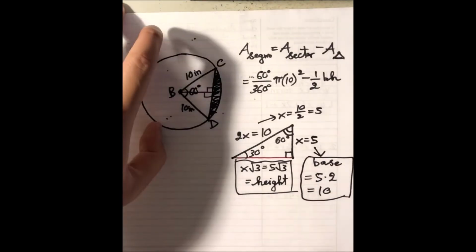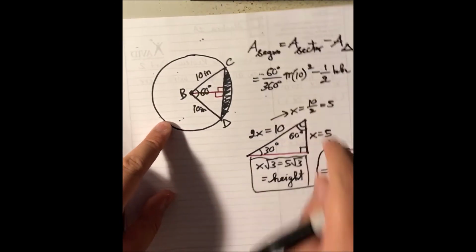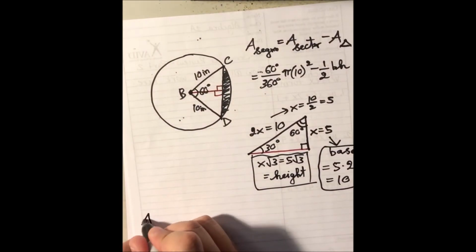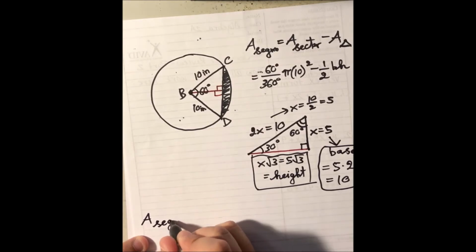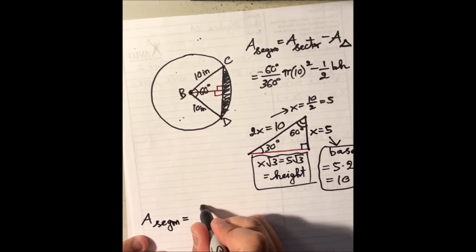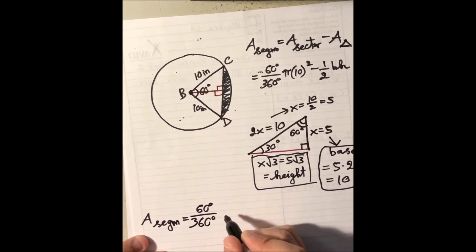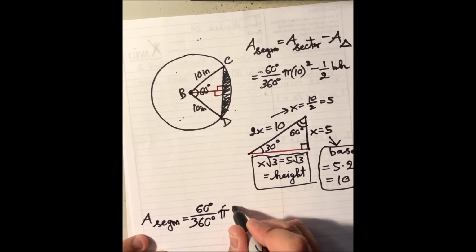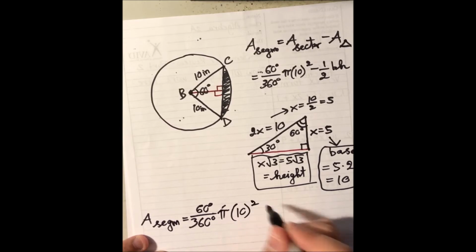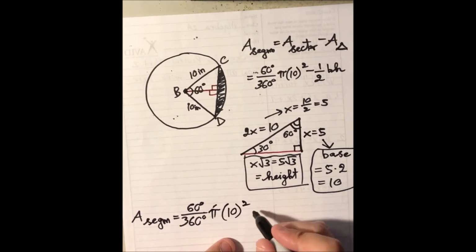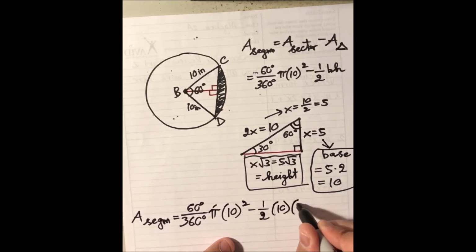So with the base and the height now being known, just plug them into this formula. So the area of the segment is equal to 60 degrees divided by 360, multiplied by pi, multiplied by 10 inches raised to the second power, minus 1 over 2 times the base, which is 10, times the height, which is 5 times square root of 3.